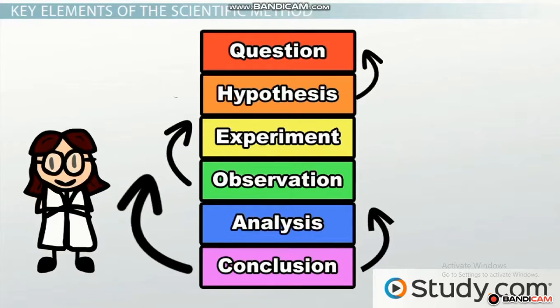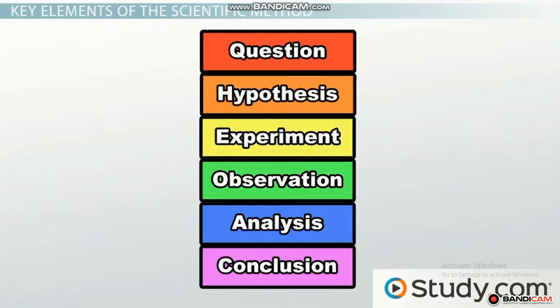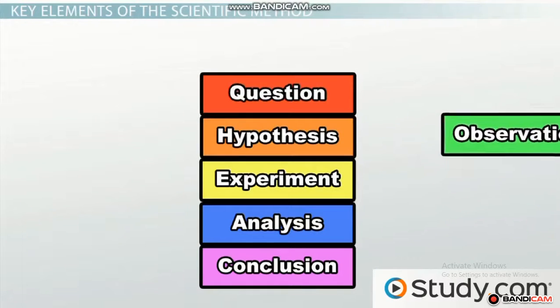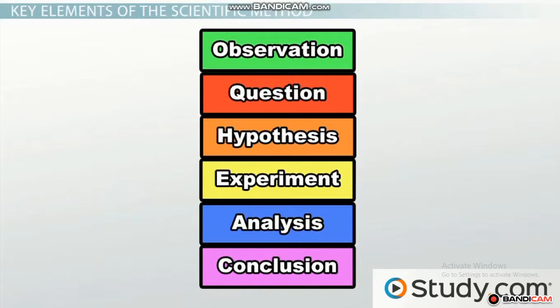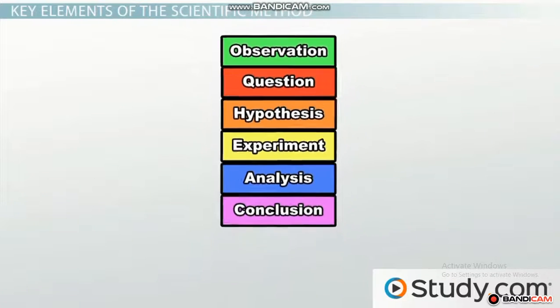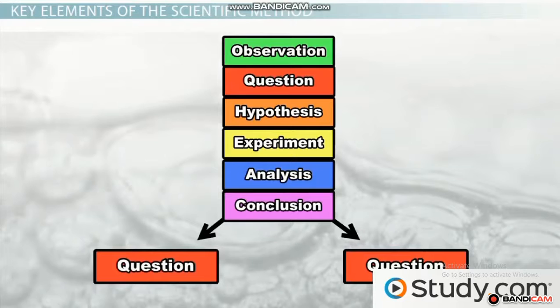It's actually better to use the word elements to describe the steps, since the first step, question, does not always come first. Sometimes, for example, it's an observation that came first and spawned the initial question. Likewise, observations that are made during an experiment can inspire more questions that scientists have to answer. The scientific method is much more fluid than you might think.